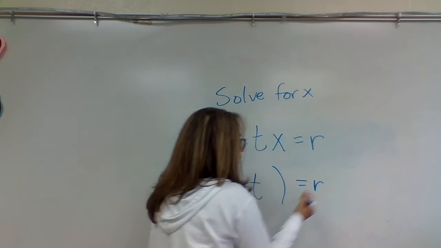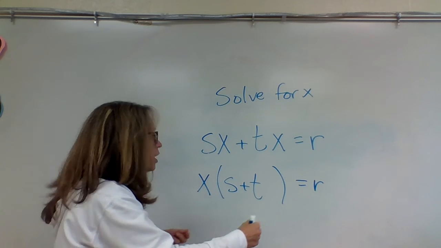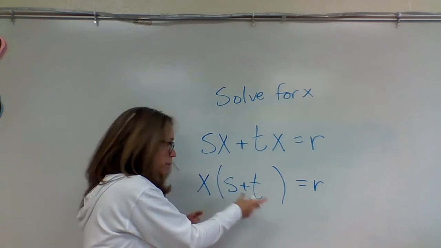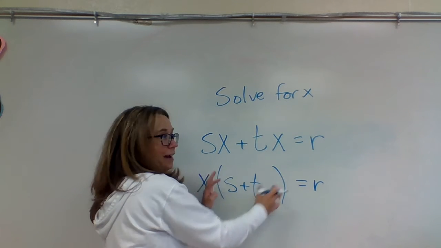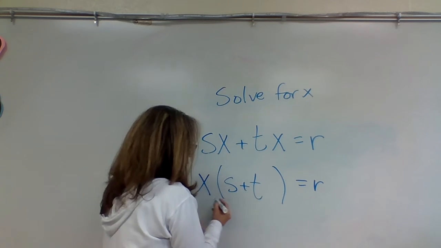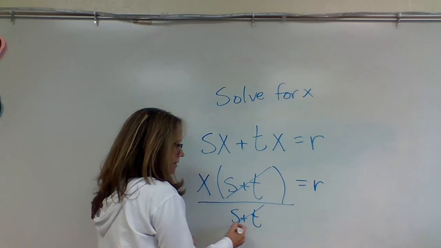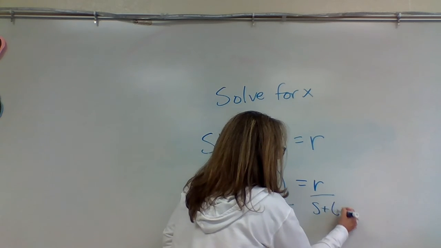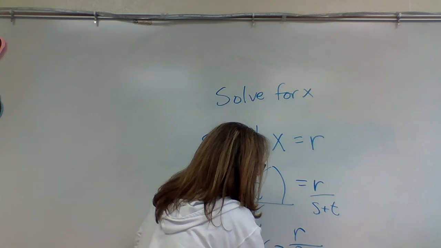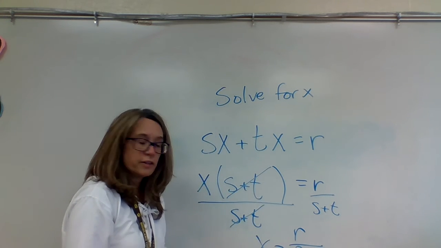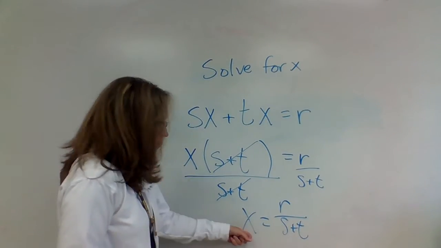This still equals r. Now, to get x by itself, you just learned in the previous video, you can divide by an expression when they're multiplied together like this. So this is like x times some coefficient, so I can divide by that coefficient. The s plus t's cancel. I divide by s plus t. You get x equals r over s plus t, and you're done. Your x is by itself. Oops, sorry, you can't see that. Okay, your x is by itself.